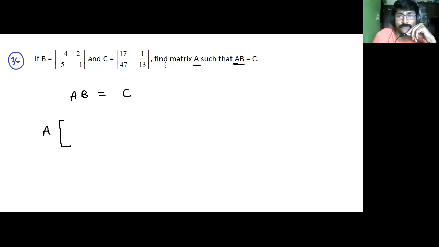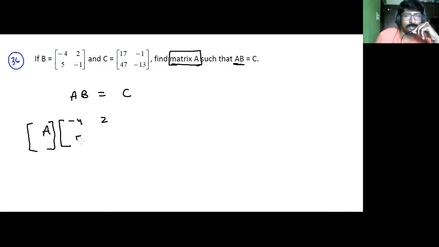Now understand, it says find matrix, isn't it? Find matrix means A is not a scalar. A is a matrix. So we don't know what is the order of this matrix A. And what is this matrix B? B is minus 4, 2, 5, and minus 1. And what is this matrix C? Matrix C is given as 17, minus 1, 47, and minus 30.